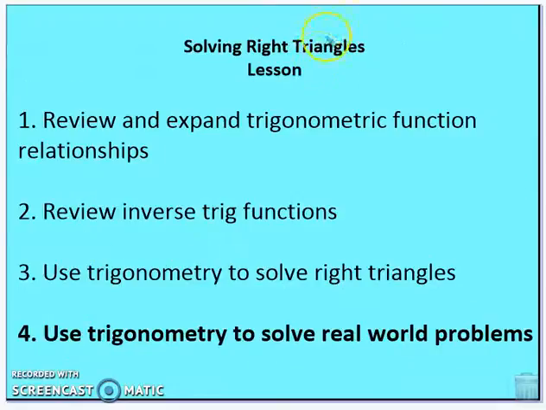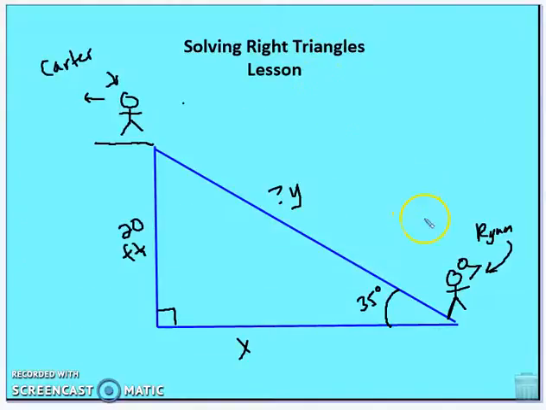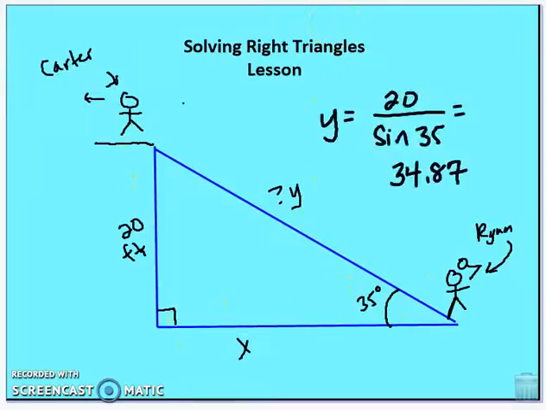All right, so finally we're going to use trig to solve real-world problems. All right, so I have this gentleman, Ryan. He wants to throw something to Carter. Ryan's on the bottom floor. Carter's on the first floor. I know the height from Carter to the bottom is 20 feet. And I want to figure out the actual distance from Ryan to Carter and then the horizontal distance. So I'm going to use my trig functions here. I'm going to solve for y, the actual distance, first. So I'm going to say the sine of 35 degrees is equal to 20 opposite over hypotenuse y, and then rewrite that for y as y is equal to 20 over sine 35, and that ends up being 34.87.